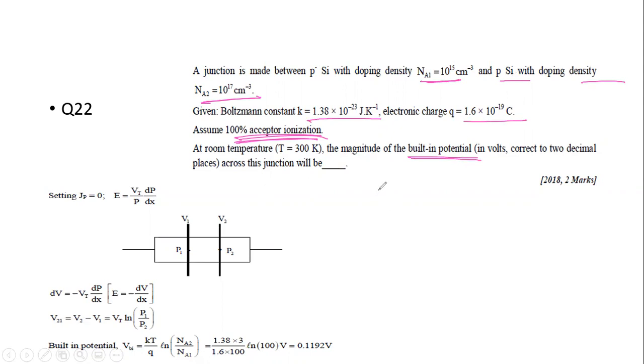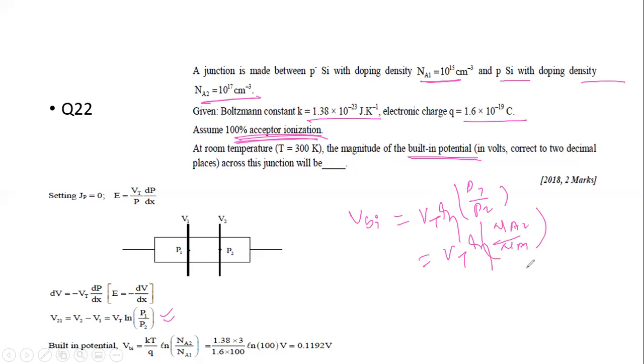I have already discussed the P1 and P2 points. So what is the VBI? I have already discussed and proved this one: VT ln P1 by P2. So this is VT ln Na2 upon Na1, which equals 0.026 ln of 10 to the power 17 upon 10 to the power 15, so 0.026 ln 100. Solving these equations, this becomes 0.1192.